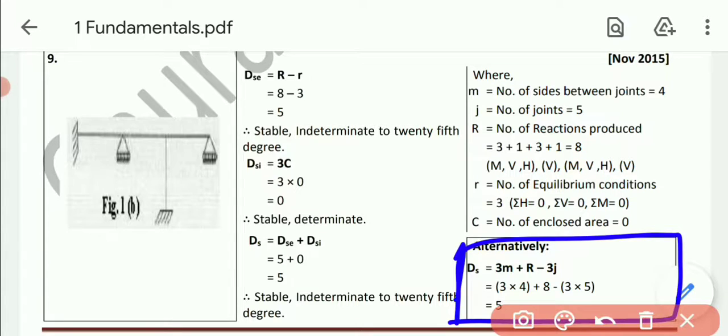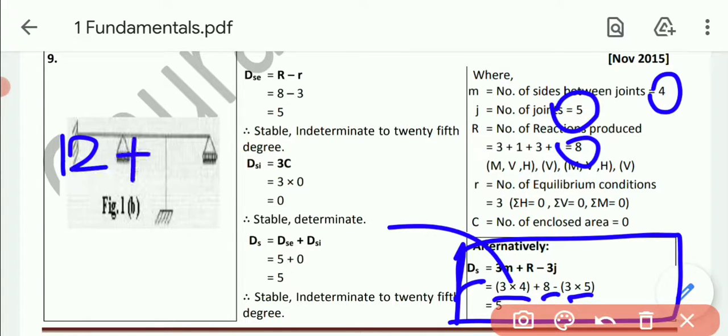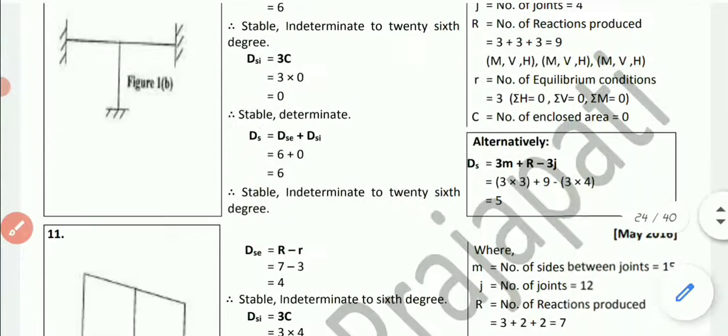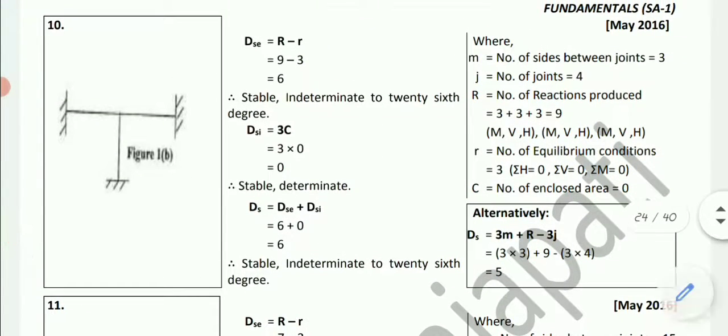3 times m plus capital R minus 3j. M stands for 4, 3 times 4 plus capital R, that is 8, minus 3 times j, that is 5, minus 3 times 5. So 3 into 4, 12, plus 8 minus 3 times 5, 15. So that is 20 minus 15, answer comes 5. As you can see, we have already got the answer. Okay. Example number 10.